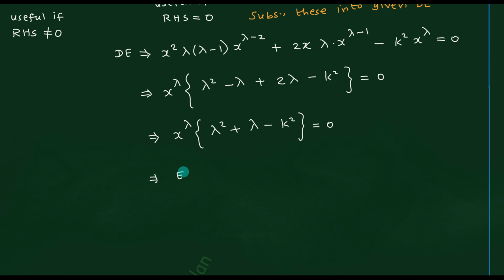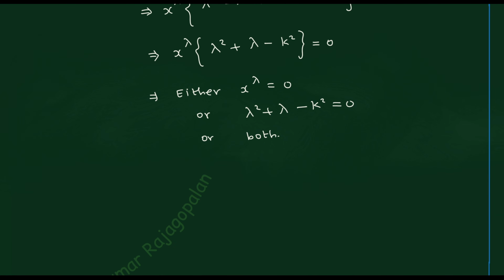Okay, so you have a product of the two things, which means that either you can have x to the power lambda equal to 0, or you can have the quantity inside the bracket equal to 0, or another situation is both of them are equal to 0. These are the only possibilities that you have. We have to be careful. It is not too simple to be taken for granted. If you consider x to the power lambda equal to 0, what is the consequence? Either x equal to 0, or the power lambda can be minus infinity.